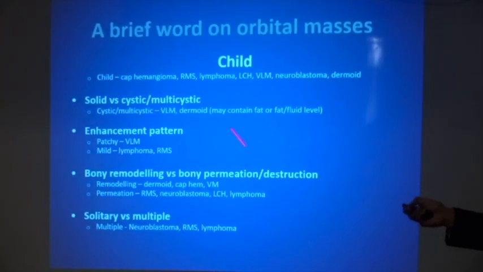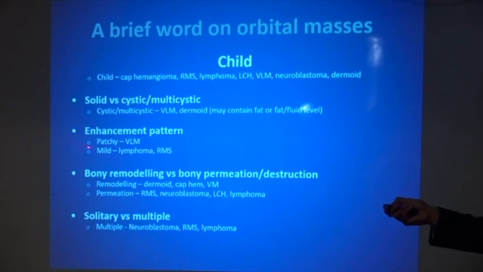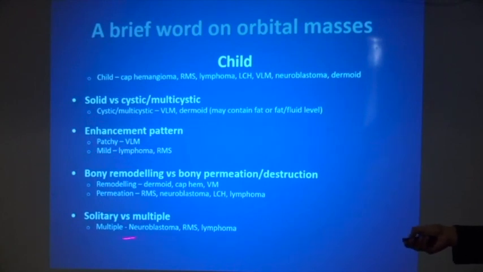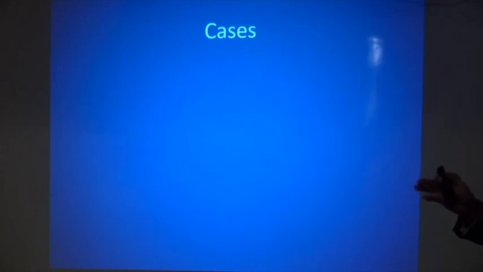Again, in the child, these are some of the things that you want to think about. Bone remodeling, periosteum. What type of enhancement pattern? Is it patchy or is it relatively smooth? And these are the enhancement patterns of the contrast, etc. If there's solitary or multiple lesions, if you have one versus many lesions, it leads you to think of different types of lesions. So without further ado, this is what you've been waiting for. And please stop me if you need.